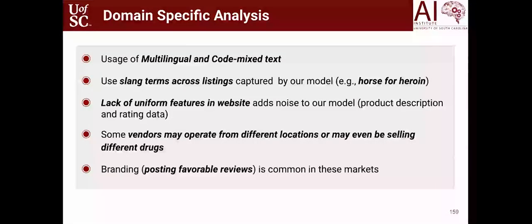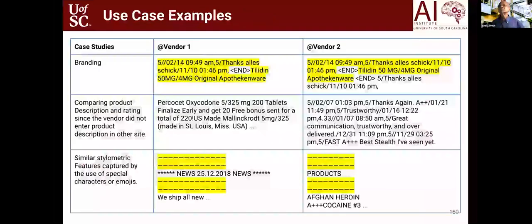There are some crucial points brought forward by our domain experts: there is multilingual and code-mixed text that the vendors use, there are slang terms across the listings, there is a lack of uniform features in the websites, and only the favorable postings are branded in these markets. And these are some of the use cases from our data set.